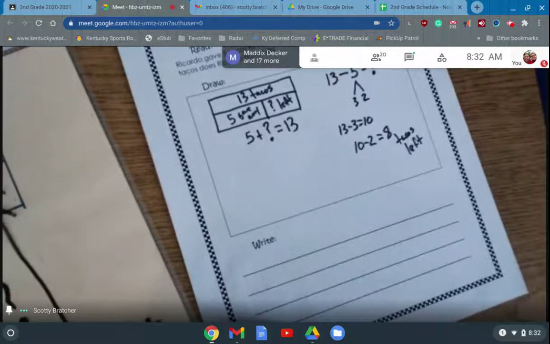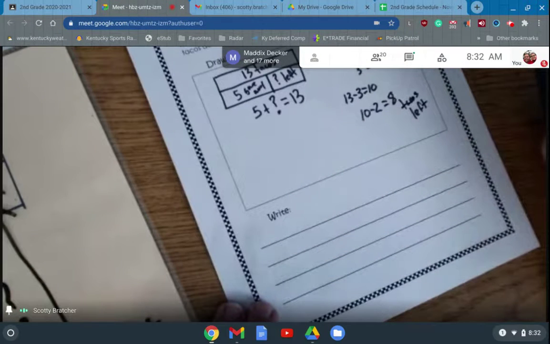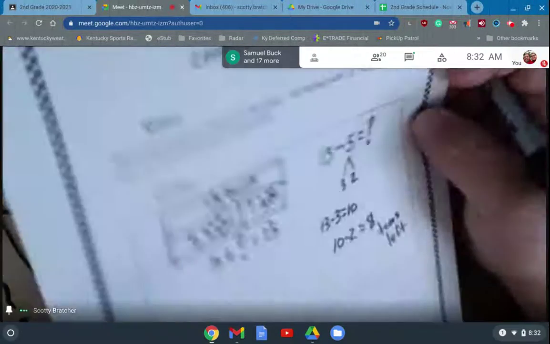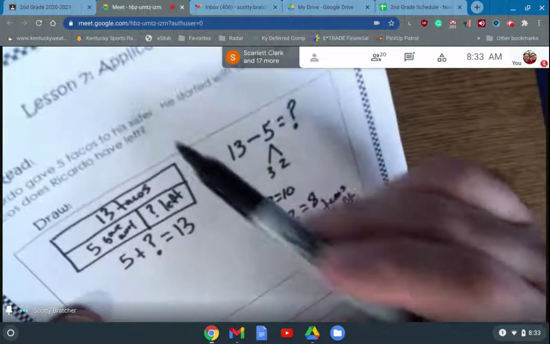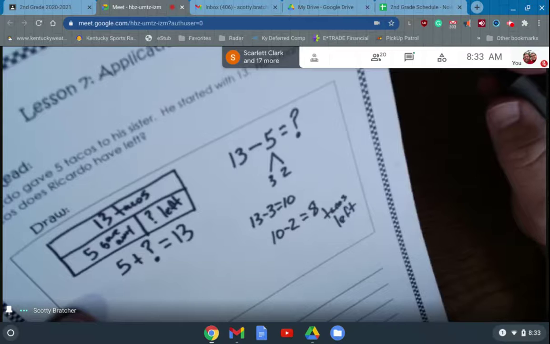All right. Now it comes down to the right. Okay, we've got to restate an answer. Okay, we got to find our question first, though. All right, Ricardo gave 5 tacos to his sister. Is that a question? Thumbs up or thumbs down if it's not.